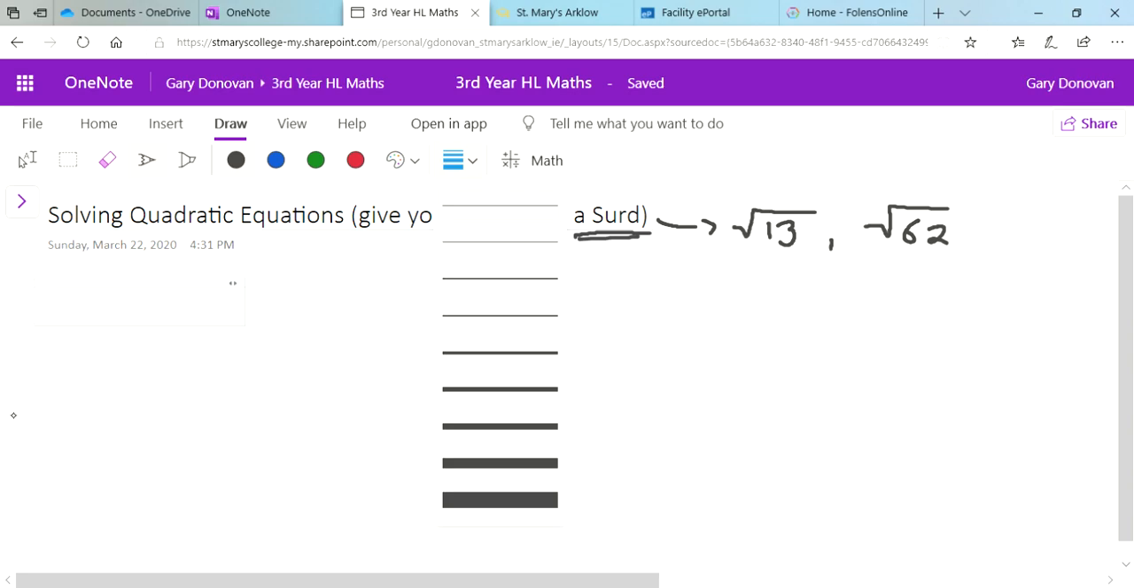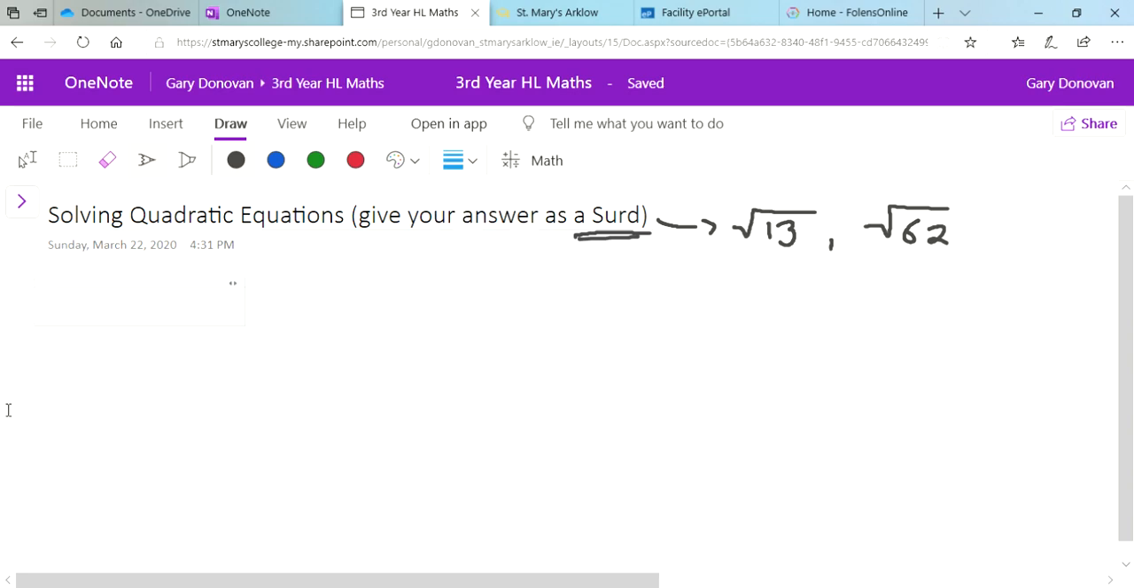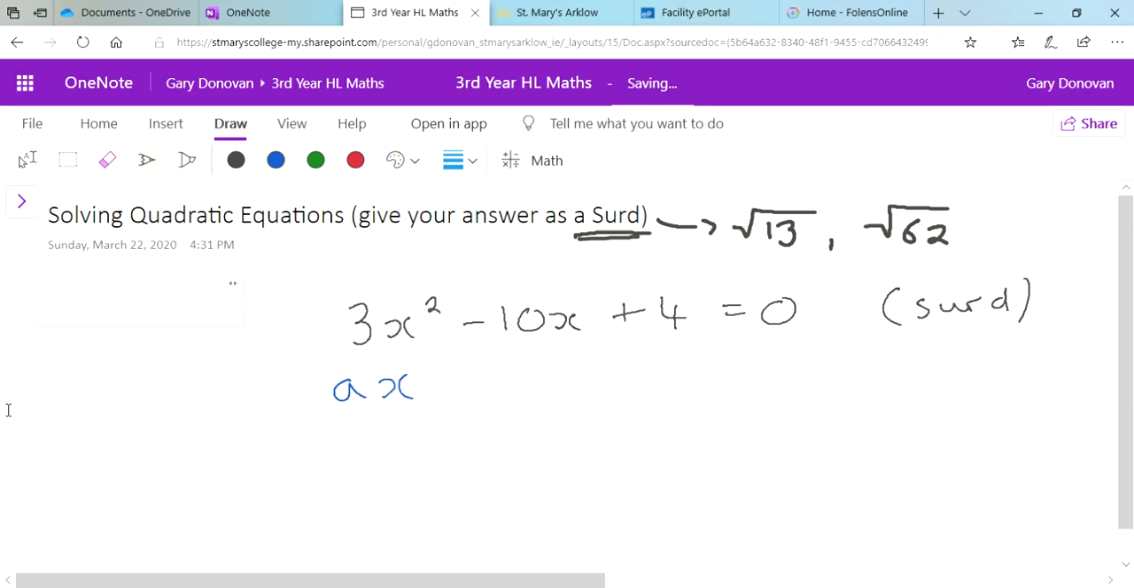So here's an example of a question. Let's say they give us 3x squared minus 10x plus 4 equals 0. And they ask us to solve this equation, but they want their answer given as a surd. So first thing we do is we look at the equation and we say, yeah, that's a quadratic trinomial, and quadratic trinomials are always in the form ax squared plus bx plus c equal to 0.